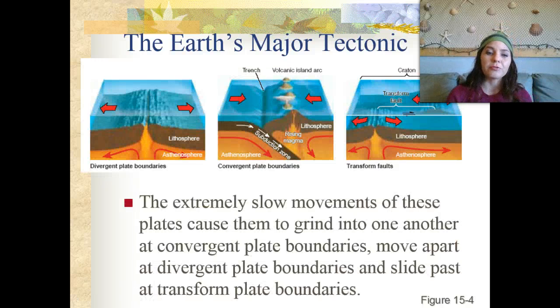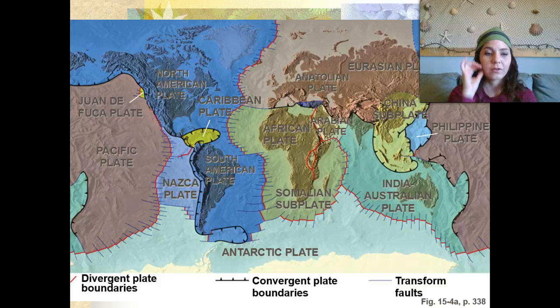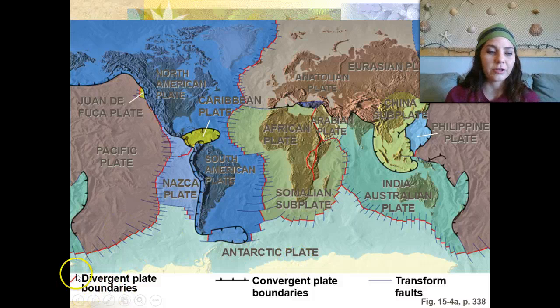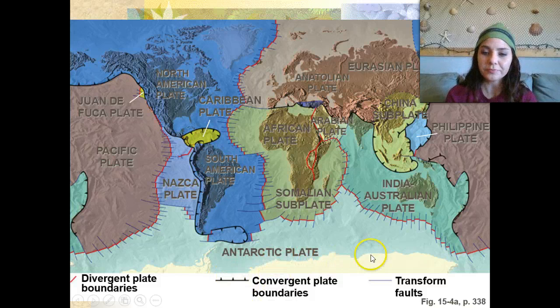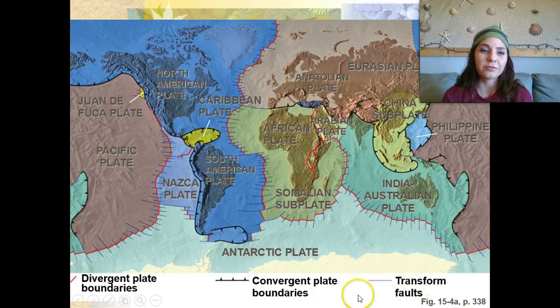So the extremely slow movements of these plates cause them to grind into one another at convergent plate boundaries, move apart at divergent plate boundaries, or slide past one another at those transform plate boundaries. So here's our same different types of plates, and I wanted you guys to look at the key now. If you see this red color, that's going to indicate a divergent plate boundary. If you see what looks kind of like this little barbed wire, black with spikes, that's going to be a convergent plate boundary. And then blues are transform faults.